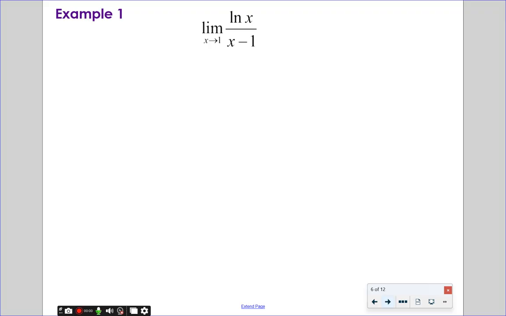Our first strategy is always to do what? Plug it in. What is the log of 1? 0. Yes, you need to know that. That is going to come up on the AP exam. Log of 1 is 0. And then on the bottom, we get 0.